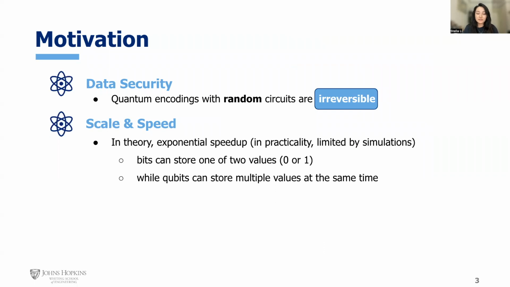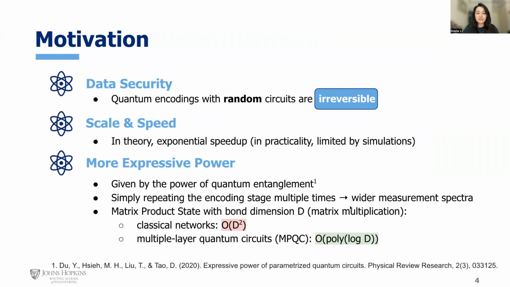This also leads to our third motivation, which is that quantum language models would have more expressive power thanks to the entanglement stage of quantum encodings. Therefore, they would be able to encode more complex information with the same amount of parameters, which leads to the design of more efficient models.